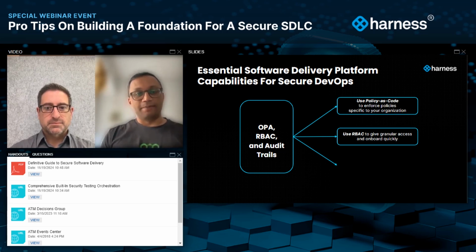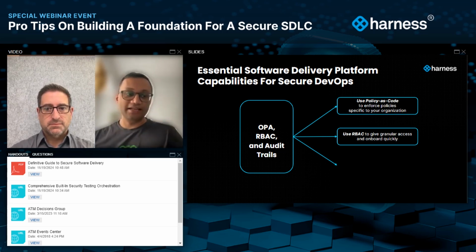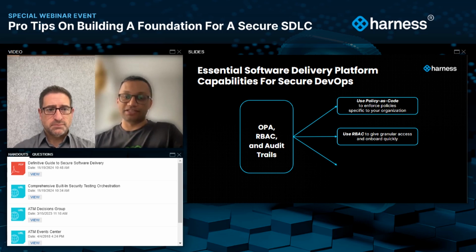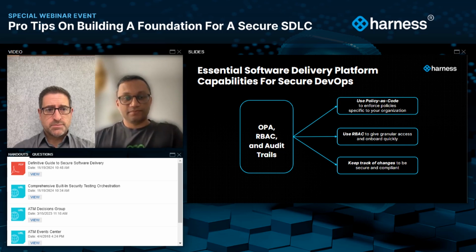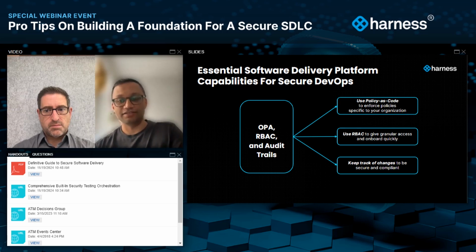Again, having a granular RBAC is extremely important because depending on the stage of the SDLC, the permissions change. So you need to make sure that you give the right permissions and the right level of access to the particular stakeholder at each stage. And then finally, as I mentioned, audit trails are extremely important. So just keeping a log of how things were developed, how things were built, how the artifact was generated is extremely important, and it's also important for compliance reasons.